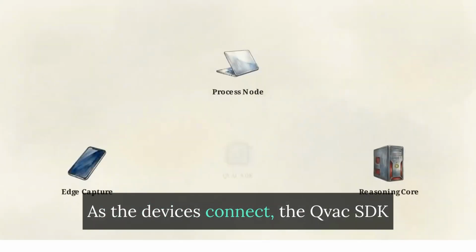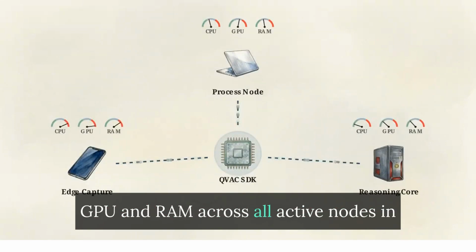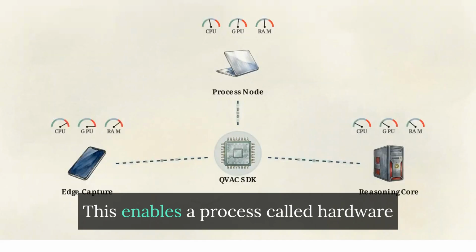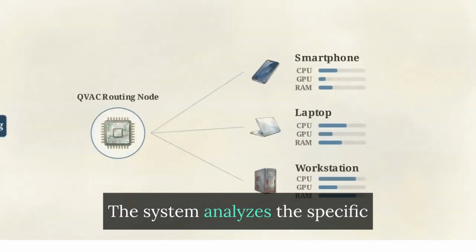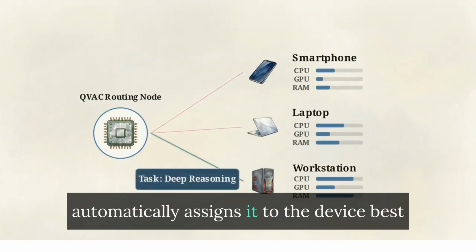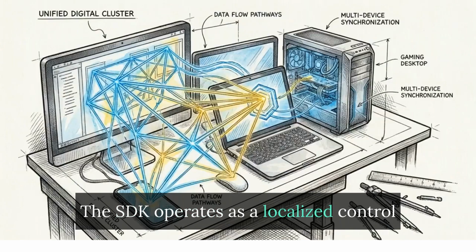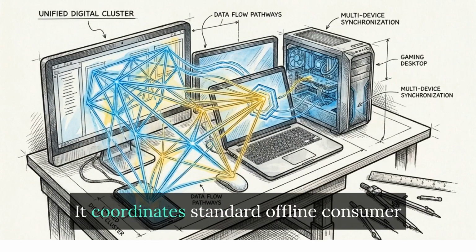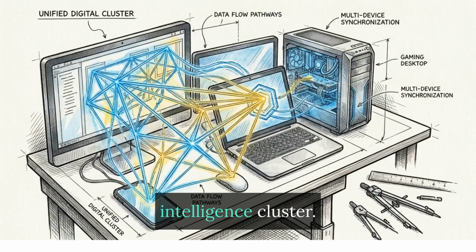As the devices connect, the QVAC SDK constantly monitors the available CPU, GPU, and RAM across all active nodes in the room. This enables a process called hardware-matched delegation. The system analyzes the specific requirements of an incoming task and automatically assigns it to the device best equipped to handle it. The SDK operates as a localized control plane. It coordinates standard, offline consumer electronics into a secure, sovereign intelligence cluster.